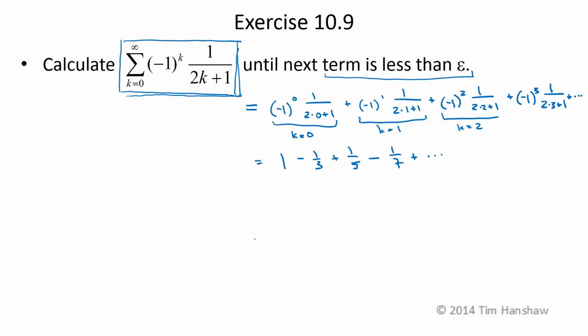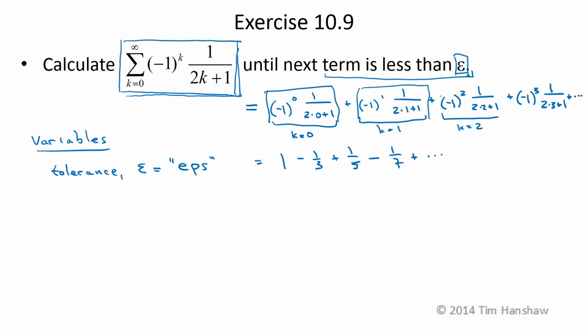Now I think my next step in setting up this problem is to define some variable names. I know that I'm going to need a tolerance, so I have a tolerance, epsilon. I'm going to call that EPS. I'm also going to calculate a bunch of terms for k equals 1, k equals 2, 3, and so on and so forth. So I'm going to have these terms, which are all negative 1 to the k times 1 over 2k plus 1. I think in my parlance I'll call each of those term.